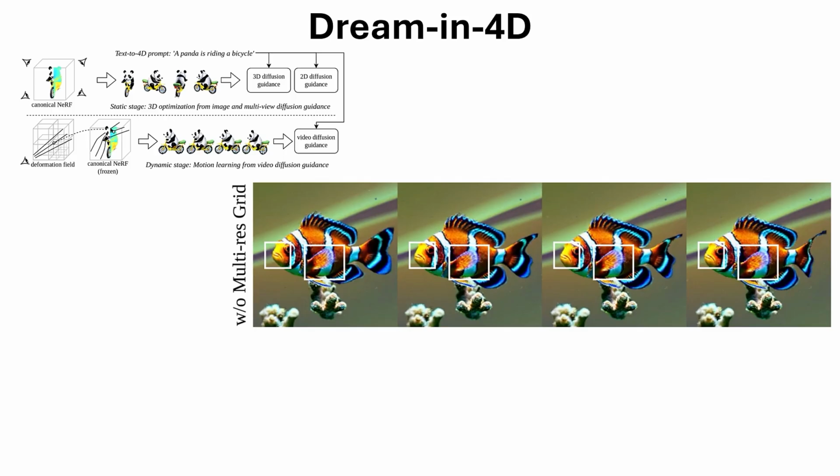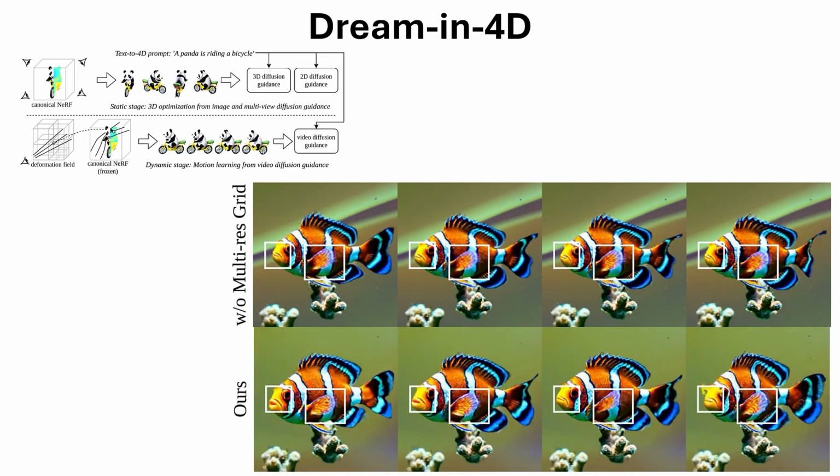And they have shown in this figure that if we don't use the multi-resolution grid, then we cannot see local motion patterns like around the mouth or fin area, and it doesn't move. While if we use it, then we can observe local movements in those regions.